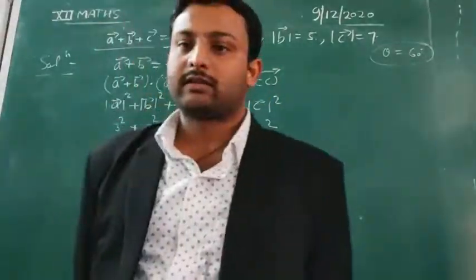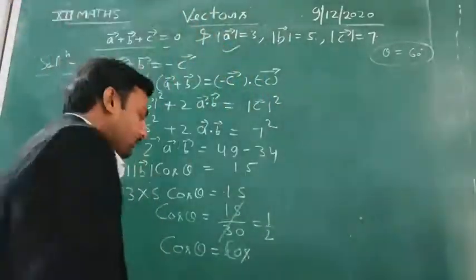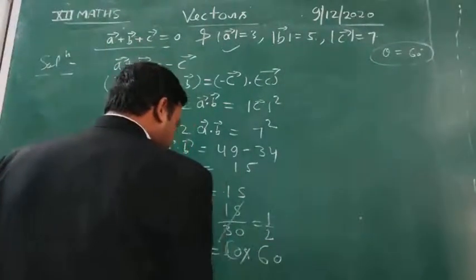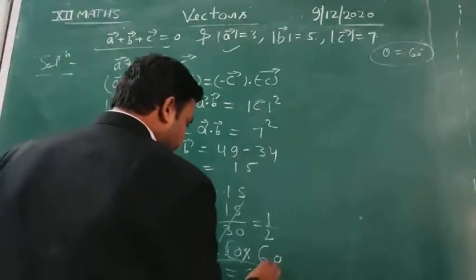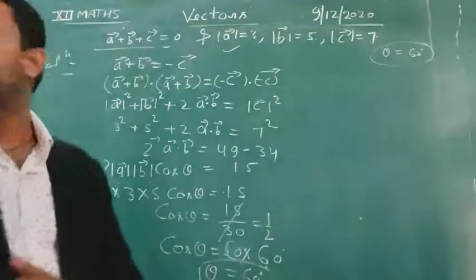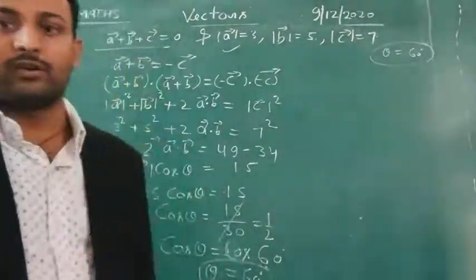It will be cos 60. Okay, so we can write cos theta equals cos 60. So theta will be what? Theta will be our 60 degrees. This is the result which we have to prove from the given information.